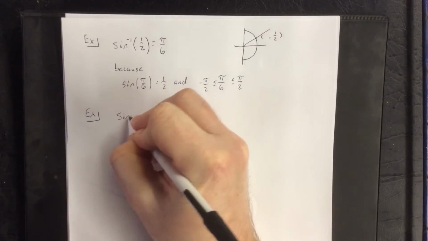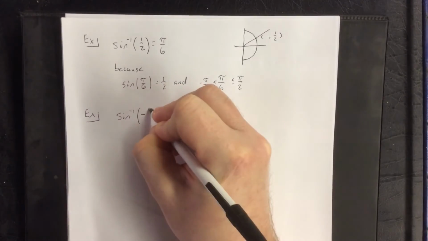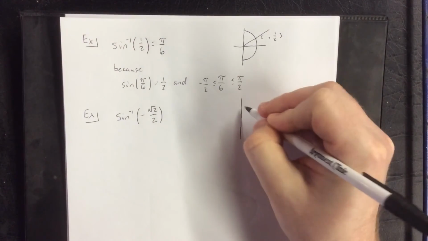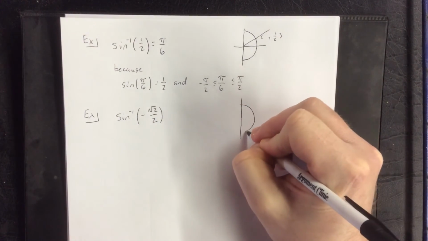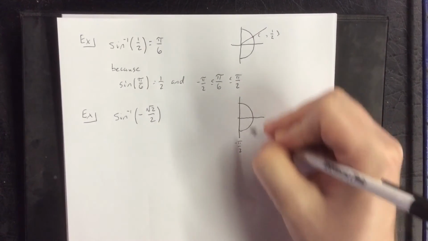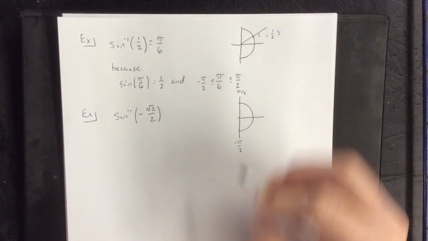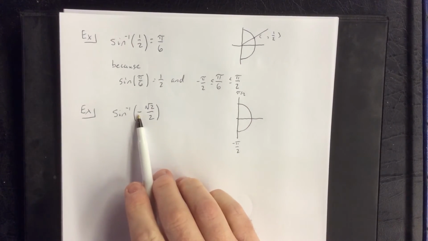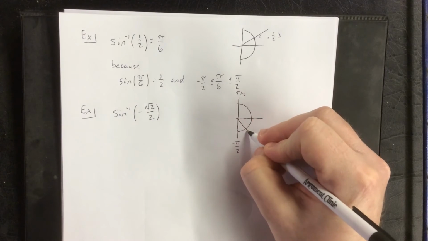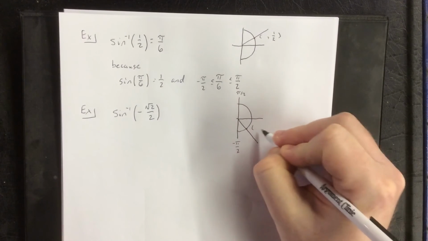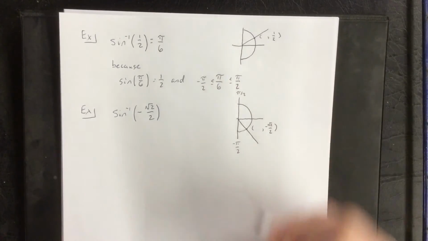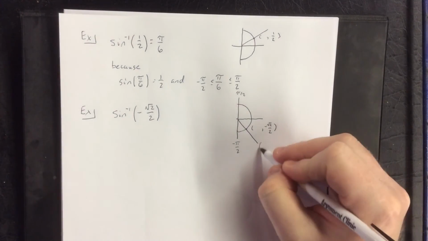If I were interested in finding the inverse sine of negative root 2 over 2, setting it up once again, our restriction goes from negative pi over 2 to positive pi over 2. This time, because the ratio is negative, I'll be interested in finding the angle that is in the fourth quadrant. So somewhere in the fourth quadrant, you'll find an angle whose y-coordinate is negative root 2 over 2. That's the angle that I'm looking for.